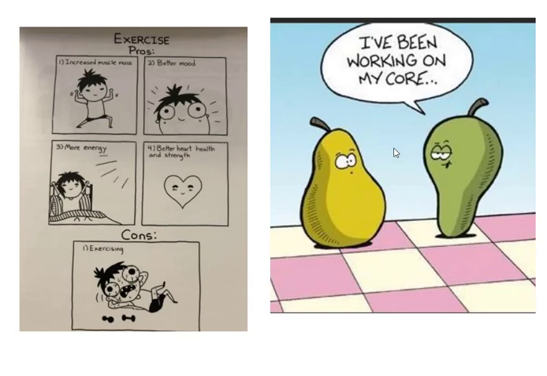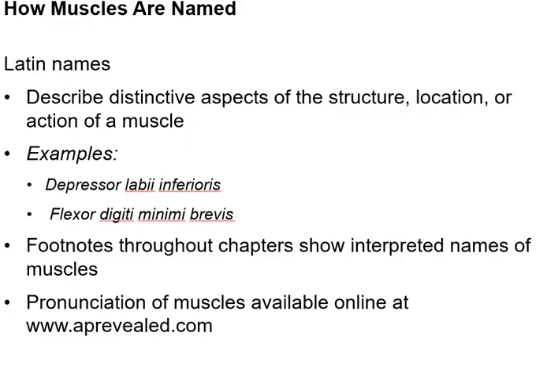And this I thought was funny because one of the things they talk about are people who are shaped like an apple and people who are shaped like a pear. So here's two pears who are saying, I've been working on my core. So they're not as large at the bottom anymore because they've been working out.